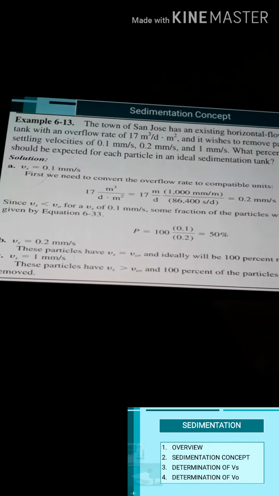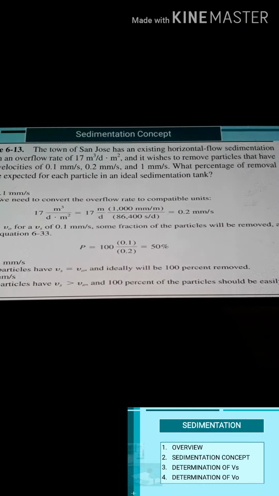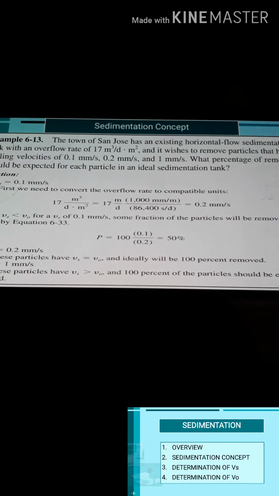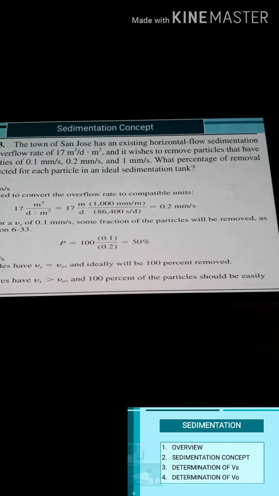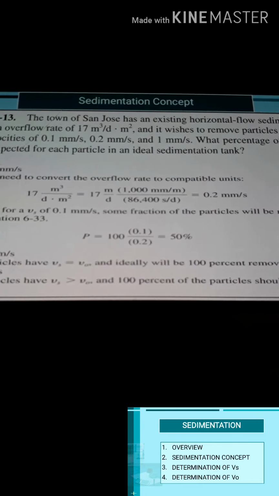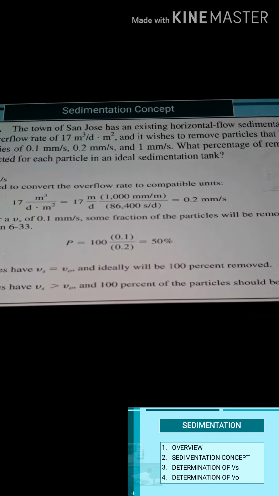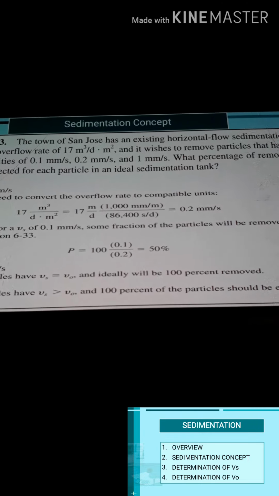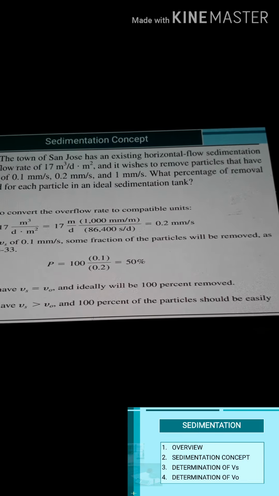So the first thing we need to do for our first settling velocity, 0.1, is convert our overflow rate so that it will be compatible with the unit of our settling velocity. Since the compatible unit is millimeter per second, we need a conversion factor that will lead us to millimeter per second. After calculating 17 times 1000 divided by 86,400, and canceling out all the units that must be canceled, it will lead us to 0.2 millimeter per second, which is the compatible unit.